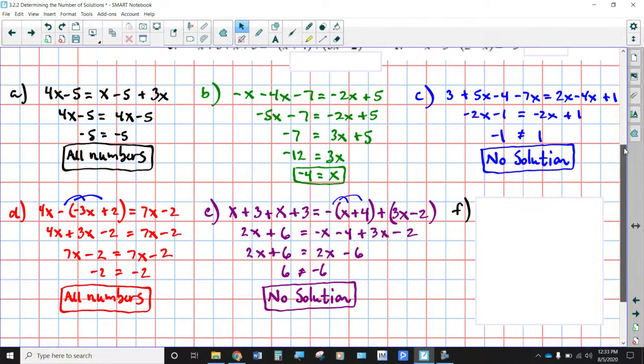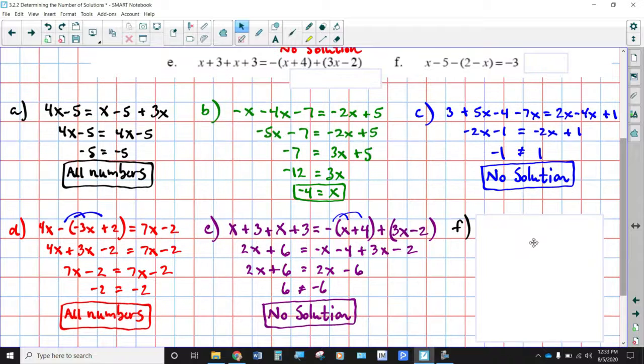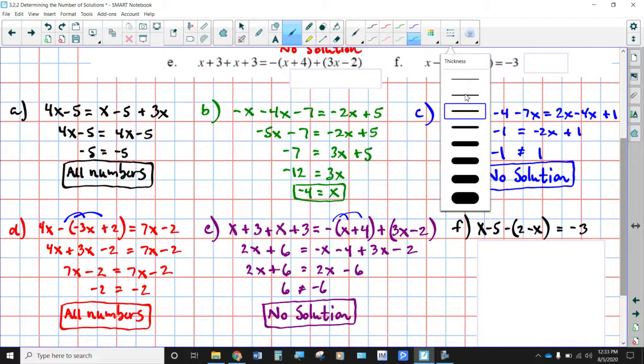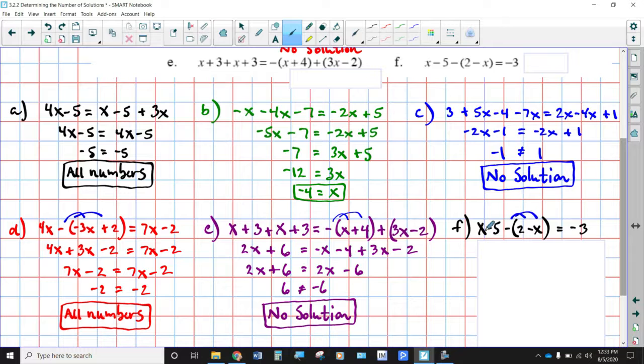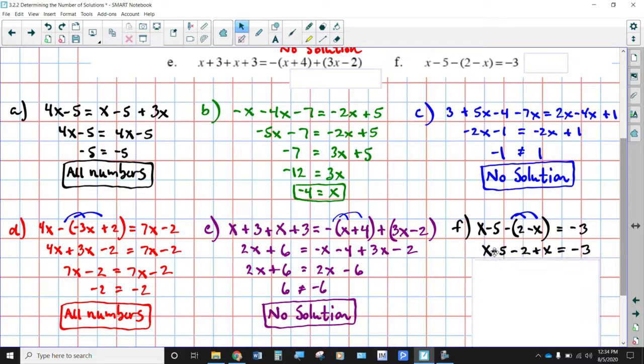And then for F, copy down the problem, send in the dive bombers here to make this x minus 5 minus a 2 plus an x. And then the x and the x makes 2x, and the -5 minus 2 is the same as -5 plus a -2, so that's -7.